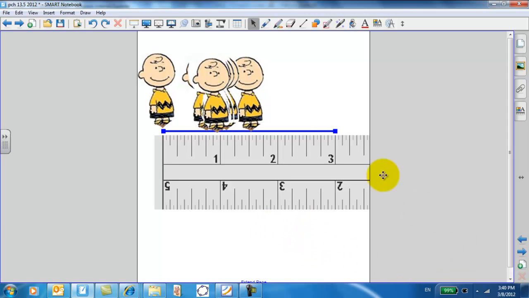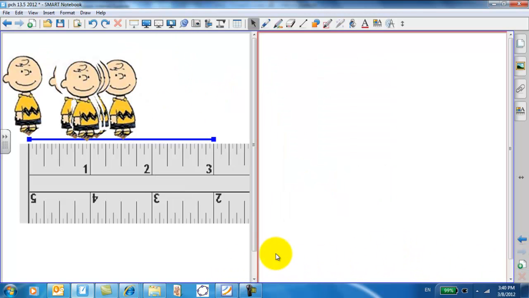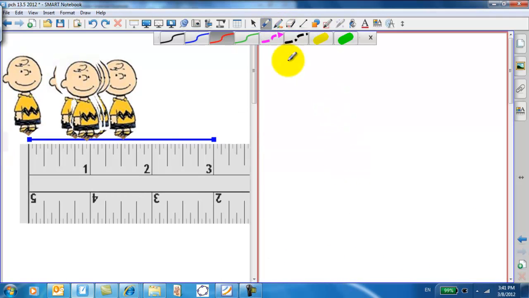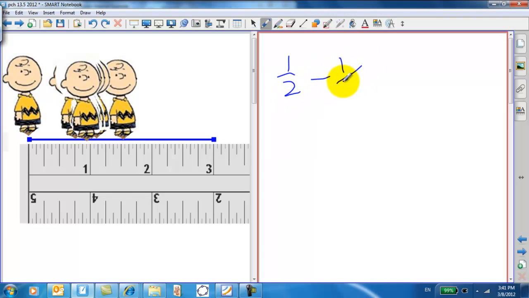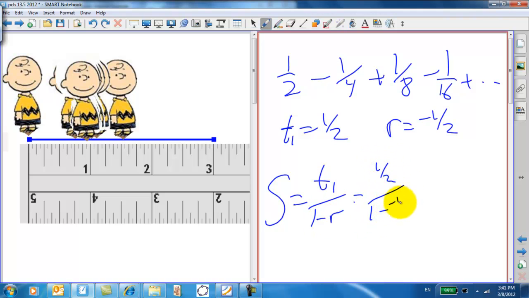Let's see why this works. It works because we're taking a half, but then subtracting a fourth, and then adding an eighth, and then subtracting a sixteenth, and so forth. So our first term is a half, but the common ratio is negative a half. So the infinite sum, t sub 1 over 1 minus r, ends up being 1/2 over 1 minus negative 1/2, or 1/2 over 3/2, and there's our 1/3. Okay?